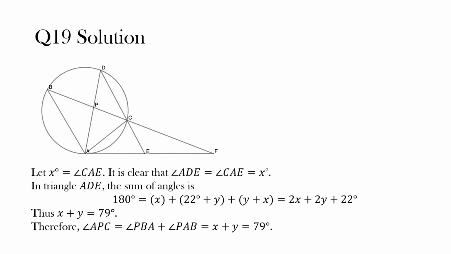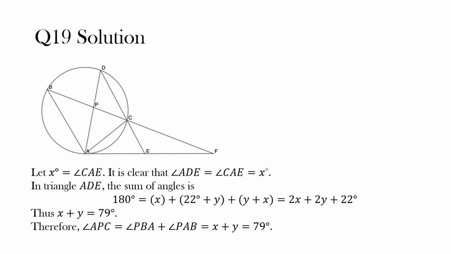Now the approach is we let x equal the angle CAE, and by the alternate segment theorem we can obtain angle ADE is also equal to x because AF is tangent to the circle. So we can consider the triangle ADE. So in triangle ADE, the angle ADE is x, and the angle DEA is equal to 22 plus y. Because in the question it's given that angle CEA is 22 plus y, but CEA is just DEA.